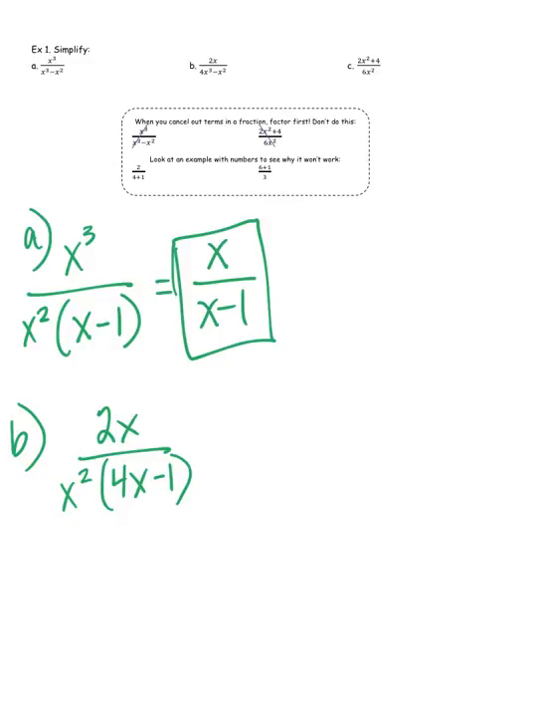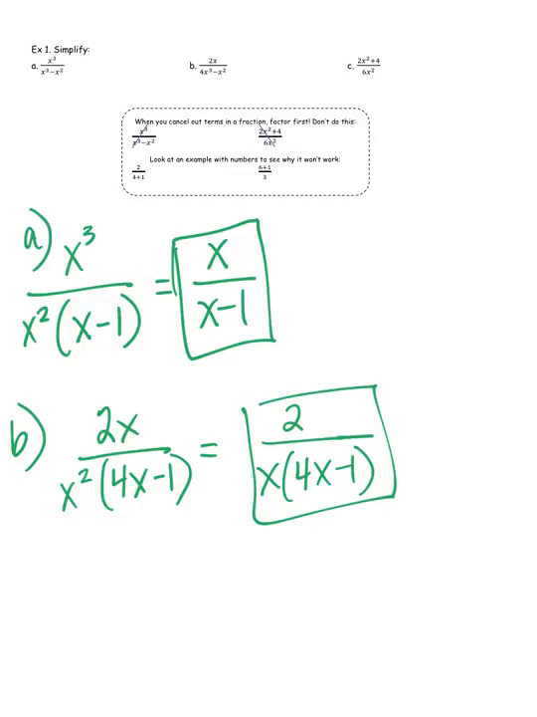You know that when there's a negative power, it goes into the denominator, or it changes location. If it's in the numerator, we bring it to the denominator. If it's in the denominator, we bring it to the numerator. So now we're left with 2 over x times 4x minus 1. Is there anything else we can cancel or simplify? No. So that is our final answer.